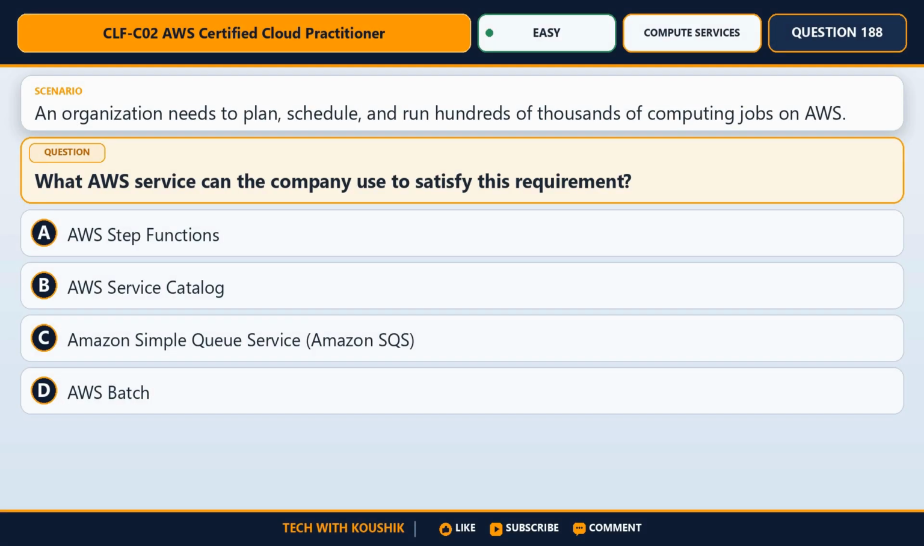Question number 188. An organization needs to plan, schedule, and run hundreds of thousands of computing jobs on AWS. What AWS service can a company use to satisfy this requirement? Option A. AWS Step Functions. Option B. AWS Service Catalog. Option C. Amazon Simple Queue Service, Amazon SQS. Option D. AWS Batch.